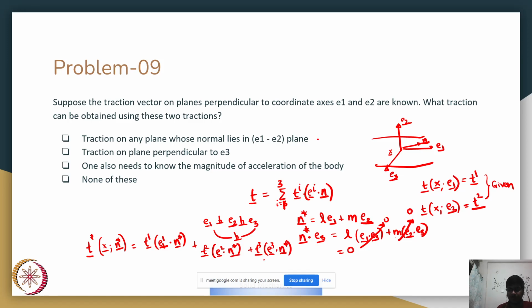As we saw, this goes to 0. So even if we don't know T3, we don't need to worry about this. We can calculate these two provided we know L and M, and therefore we can calculate T corresponding to plane normal n star which lies in the E1 E2 plane. So the answer is the first one.